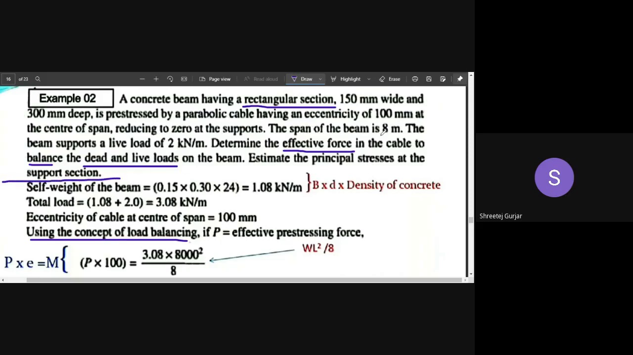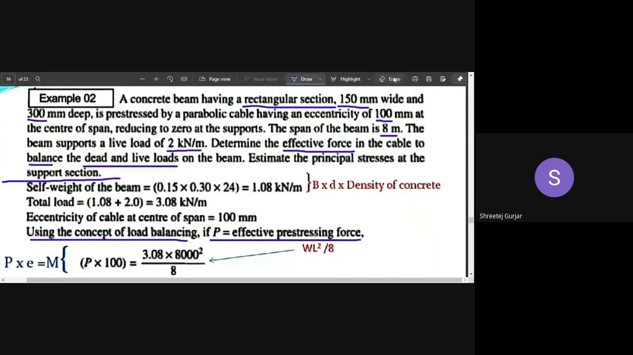Okay, so the span of the beam is 8 meters and the eccentricity is 100 mm, and the cross section of the beam is 150 by 300. First, what we need to determine is this particular effective force P. That effective force is termed as P. Then they have given us a live load of 2 kilonewton per meter. They have not given us the dead load. Dead load is not given, live load is given. So we have to calculate dead load first.